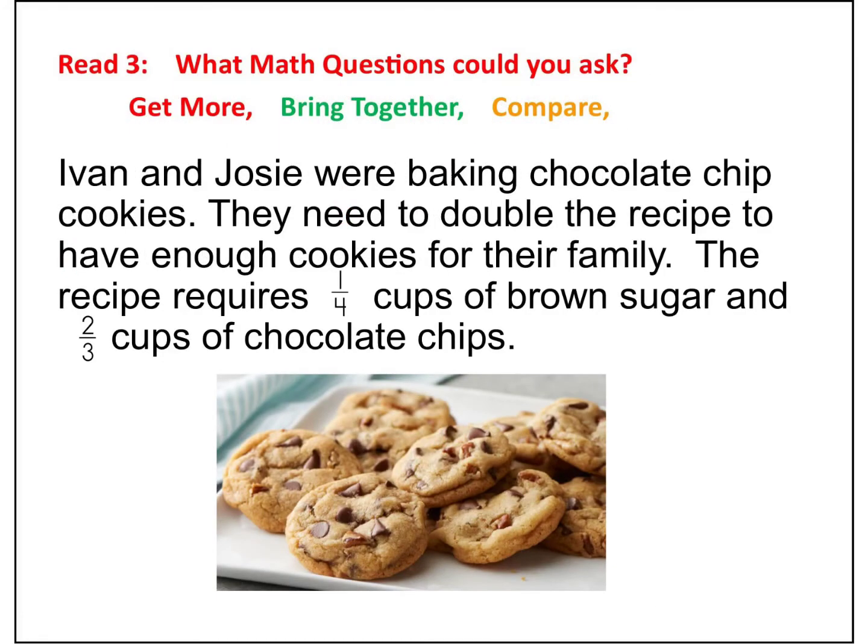Now we're going to read it a third time. This time, I want you to focus on what math questions you could ask. In this problem, you could ask questions of getting more, bringing together, or comparing. Let's read it again. Ivan and Josie were baking chocolate chip cookies. They need to double the recipe to have enough cookies for their family. The recipe requires 1/4 cups of brown sugar and 2/3 cups of chocolate chips. I want you to hit pause and write down some math questions you might ask from this story. Go ahead and hit pause and write your questions.